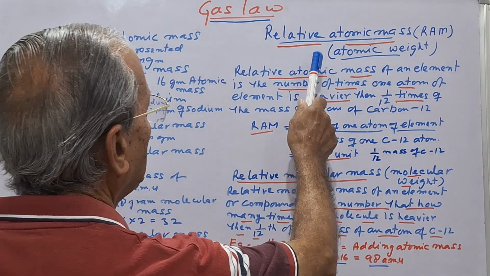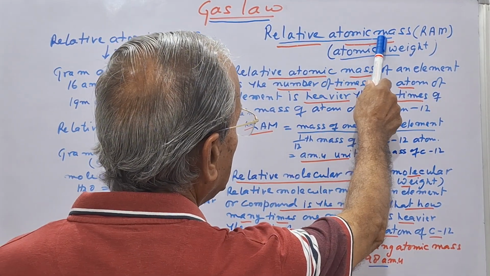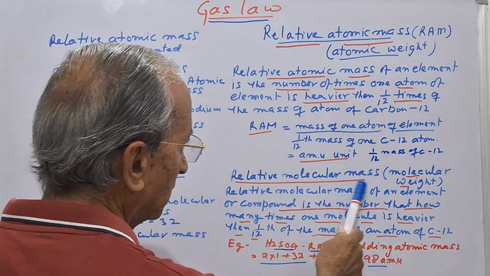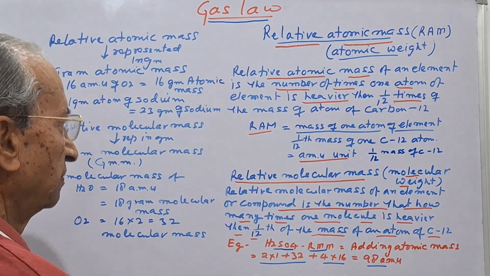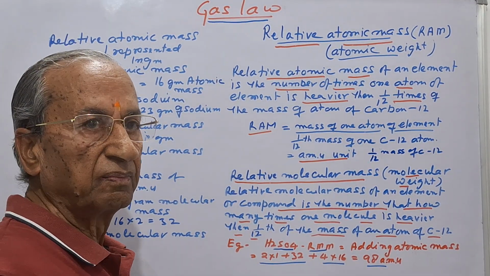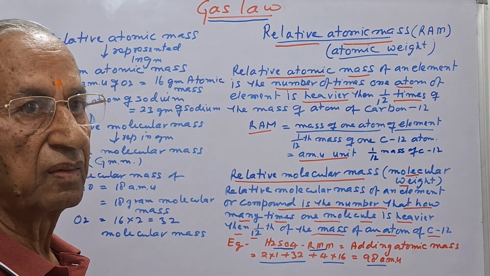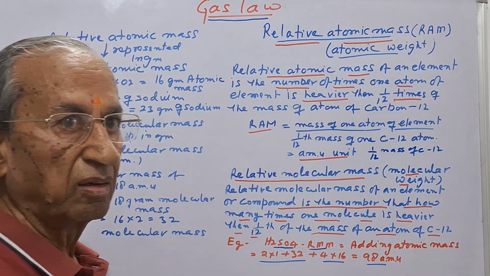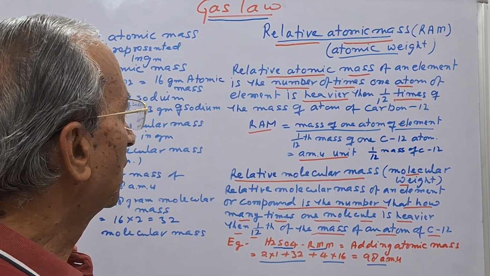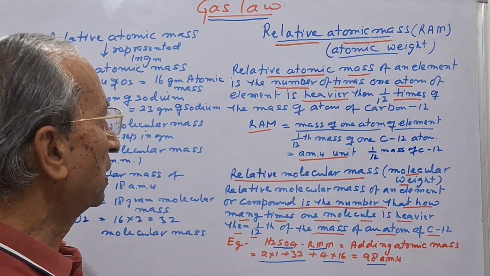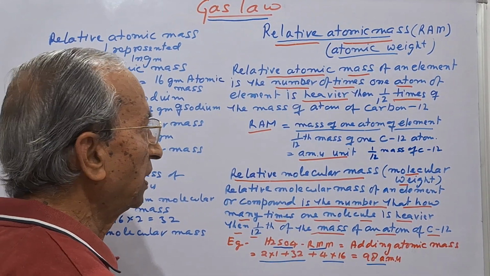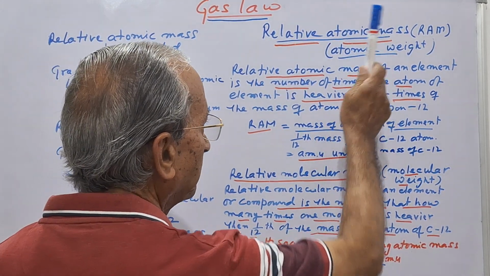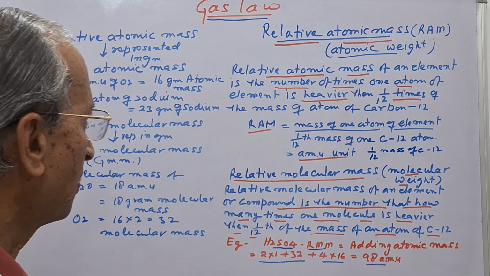Today I will explain to you relative atomic mass, that is the atomic weight, and the relative molecular mass, that is the molecular weight. You know, atoms are very small and it's not possible to see them. But in physics, we are able by some techniques to know the atomic mass of the different elements.